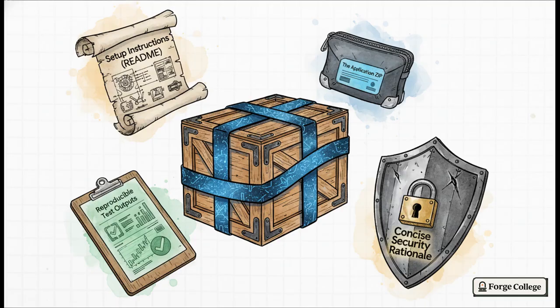Your deliverable bundle must include 4 specific things. 1. Clear setup instructions in your README files so literally anyone can run your code on a fresh machine. 2. Your actual application directory or zip file. 3. Your reproducible test output logs. And finally, 4. A security rationale.